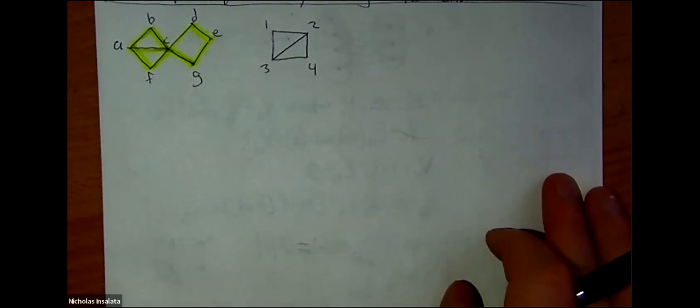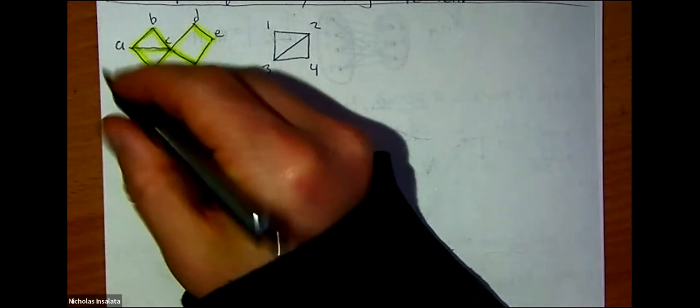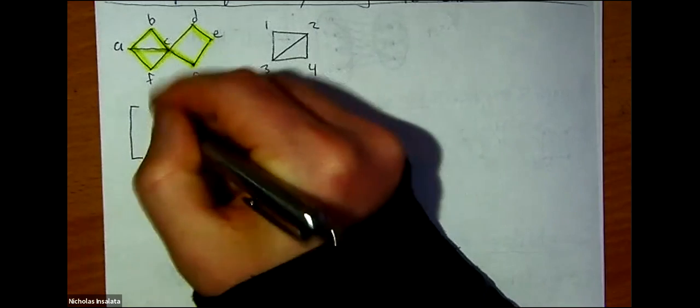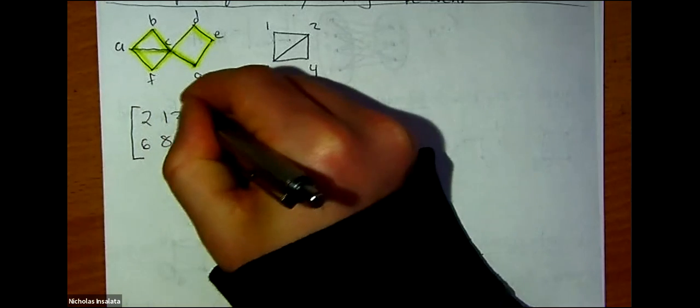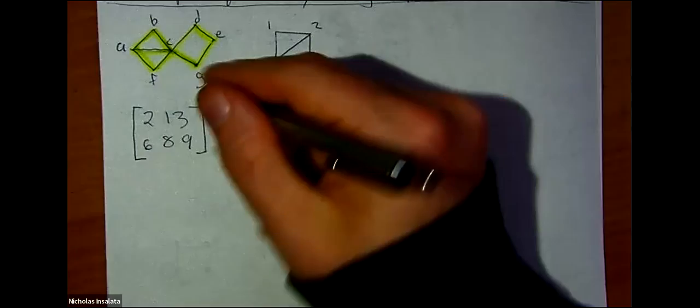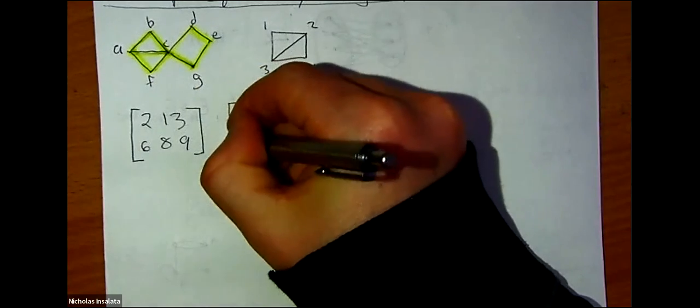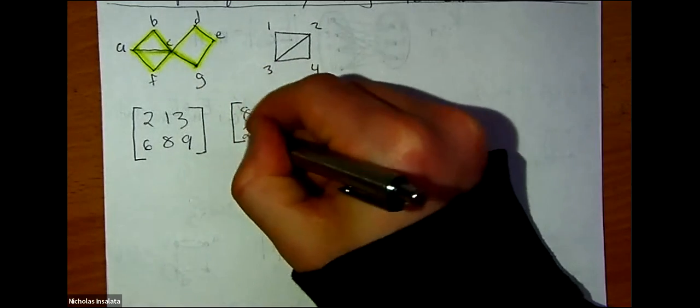All that a matrix is, is a table of numbers. That's it. The syntax is that you enclose it in square brackets. So if I have 2, 1, 3, 6, 8, 9, that's a 2-row, 3-column matrix. You could also have a square matrix. Here's a square matrix, because it's 2 by 2. And all it is is just a table of numbers.